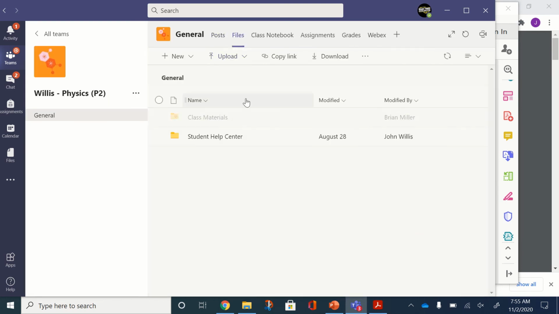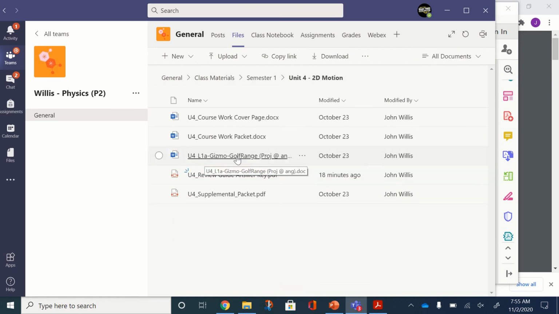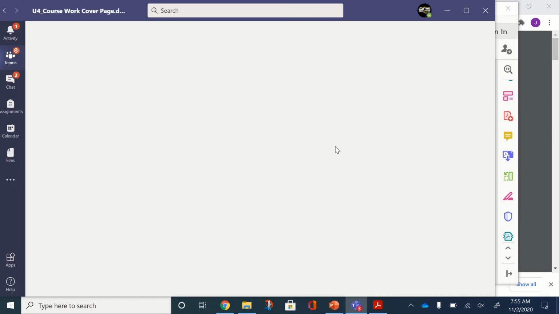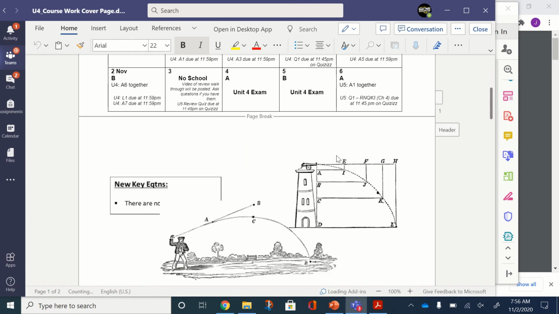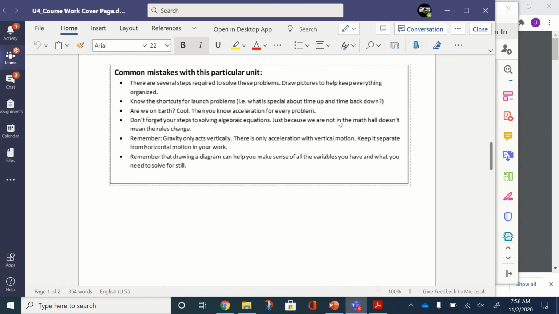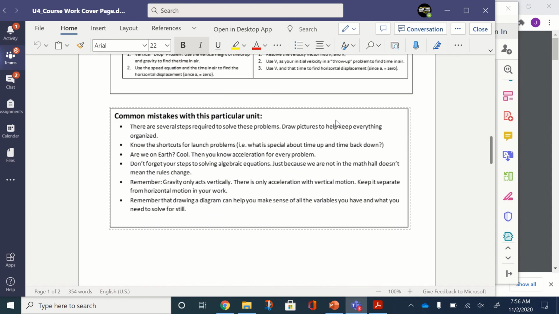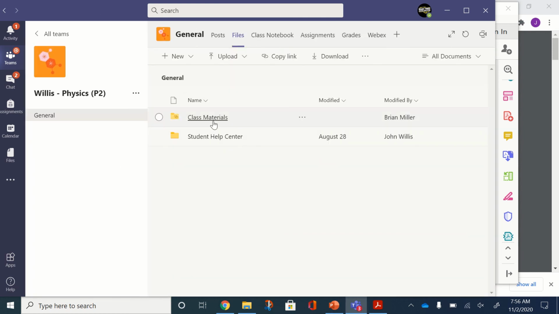So if you go into the Files tab, Class Materials, Semester 1, Unit 4, this is where everything is. There's our gizmo that we should be working on, right? That's the one you're going to get that 45 degrees with. But here's the packet. Give the packet a shot. On the cover page, don't forget to check this out. A lot of us on the exams are getting things wrong that were addressed on the cover page. Here's our calendar and key equations, and then here's my list of common mistakes. Check out that list of common mistakes because they are going to be things that trip people up. Here are the steps to solving all of your projectile problems. It's all there. Please, please, please use it.